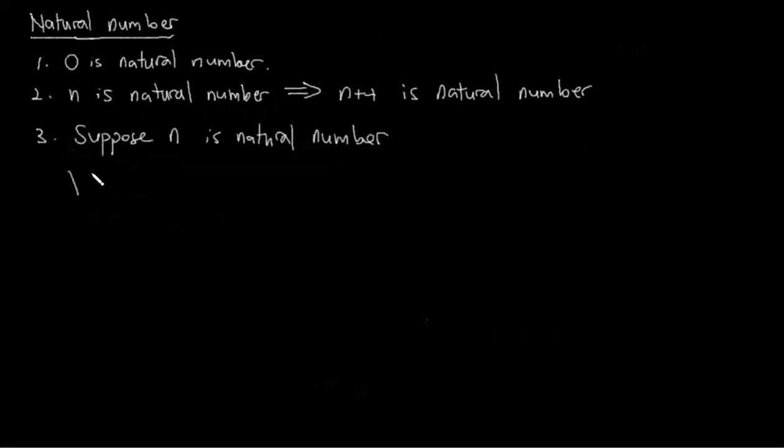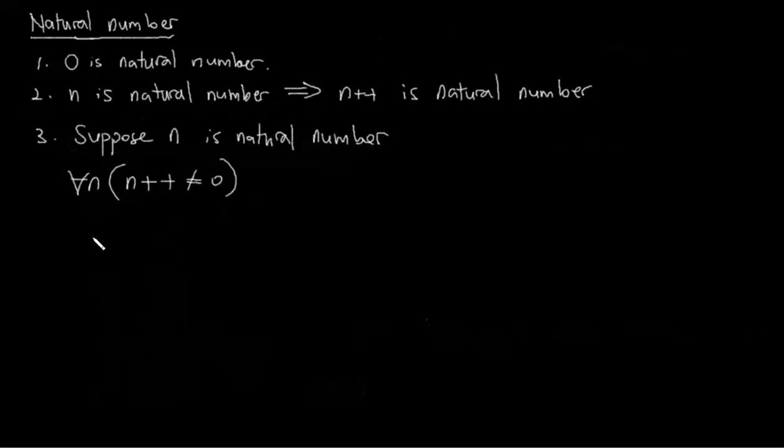Then for all natural numbers n, we have n++ is not equal to 0. So what does it mean that for all n, n++ is not equal to 0? This means that any successor of a natural number will not be equal to 0. It is impossible for it to be equal to 0. This is what axiom 3 is talking about.